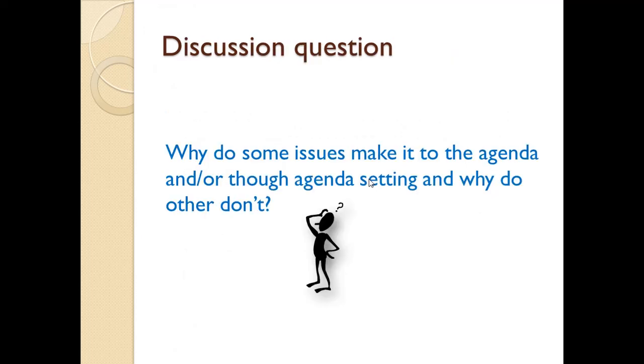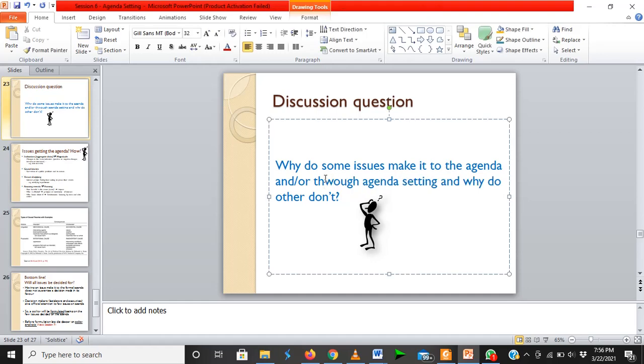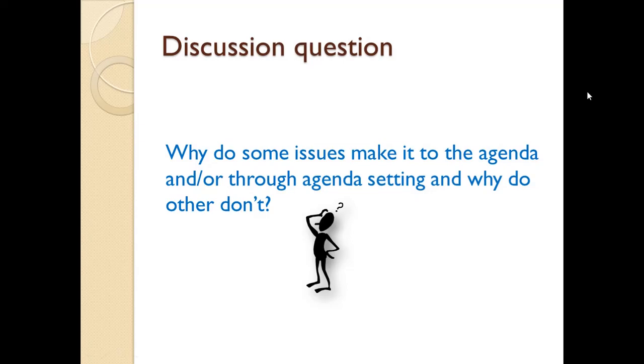So you have a discussion question regarding why some issues make it to the agenda through agenda setting, and why others do not make it. So you can sit and reflect on particular issues. Think about human rights concerns or any other issues that are affecting the public, and then look at why some of them would make it to the agenda while others wouldn't make it, to attract the government's attention to come to the rescue.